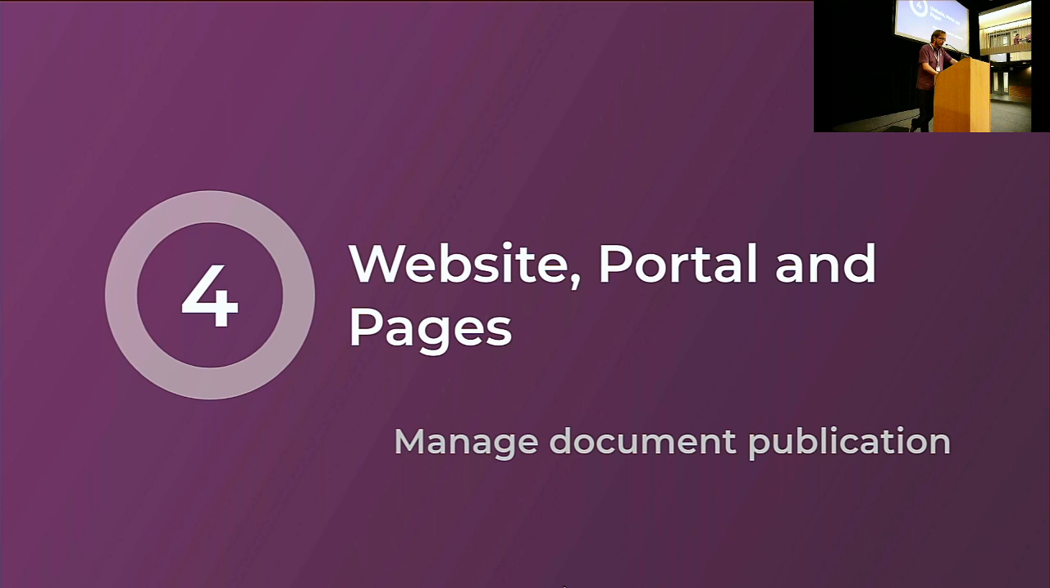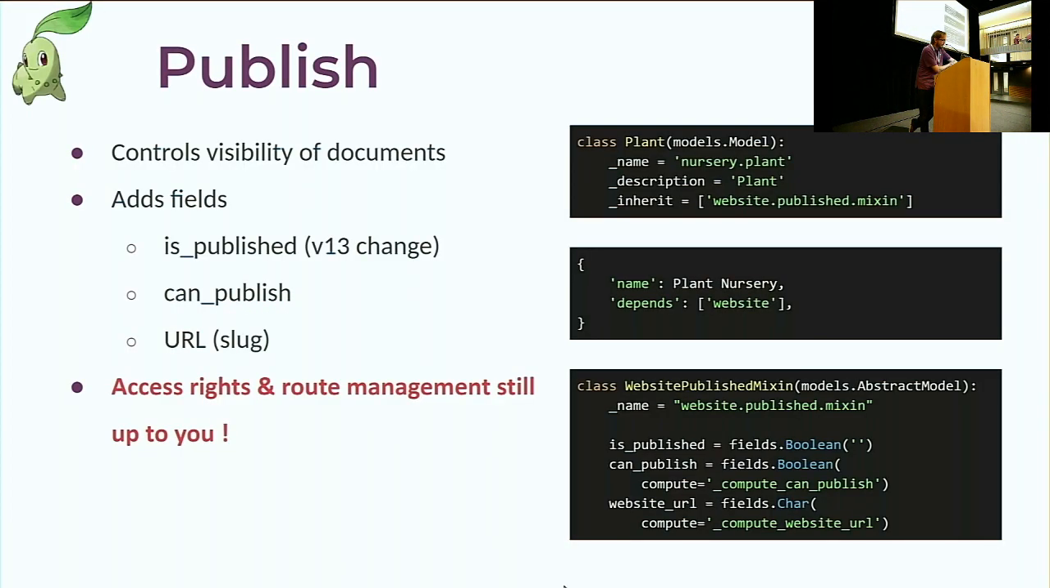We will begin with document publication. I showed you that we developed a small website for our plants. But in a real use case, generally you want to be able to prepare records, for example, a blog post or an e-learning course, but you don't want people to access it until you decide to publish it. For that, we have the website published Mixin.